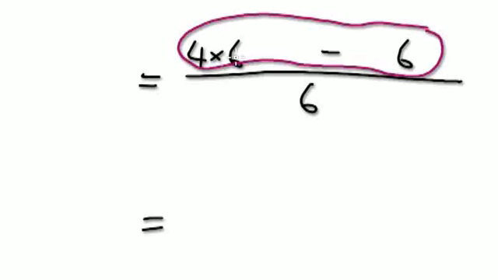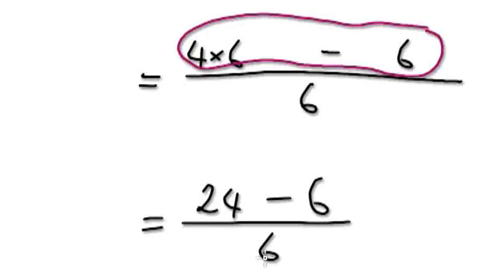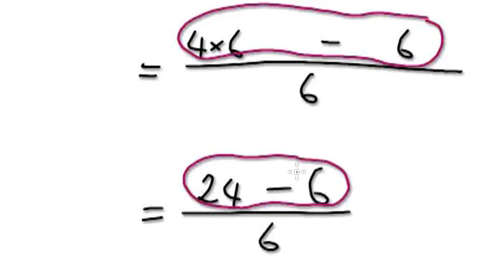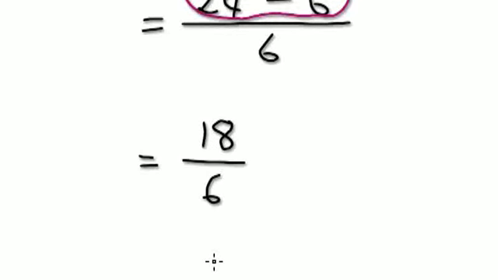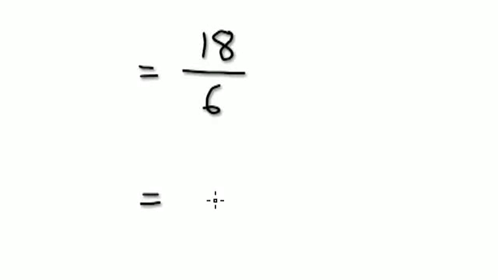So 4 times 6 is 24. Take away 6 divided by 6. Okay, but basically I'm just tidying up one step at a time. Okay, now 24 take away 6. That's 18. Divided by 6 here. 18 divided by 6 is 3. So after all that, n is 3, whatever n is.